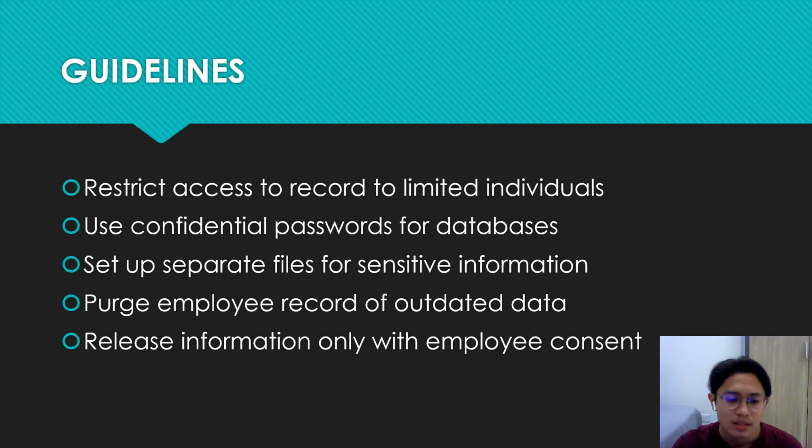So for the guidelines, the following guidelines are offered regarding employer access and the storage of employee records. First of all, restrict access to records to a limited number of individuals. Next, use confidential passwords for accessing employee records in various HR databases. And then, set up separate files and restricted databases for particularly sensitive employee information. Next is to purge employee records of outdated data, and lastly, release employee information only with employee consent.